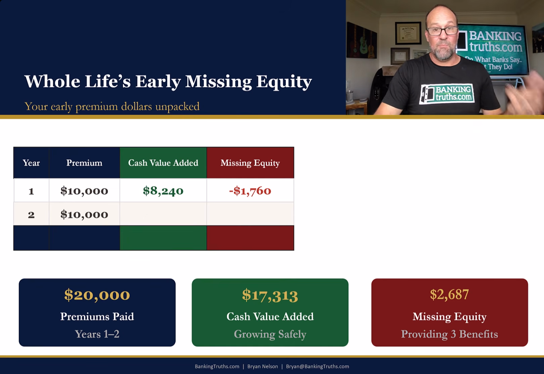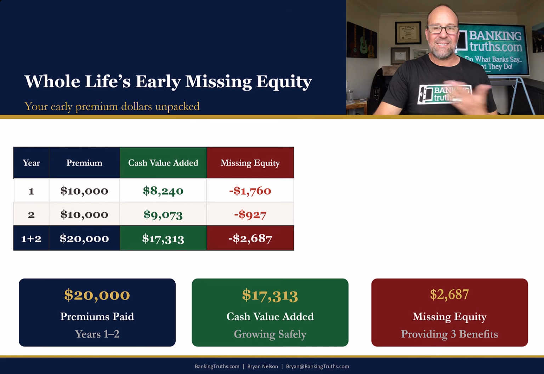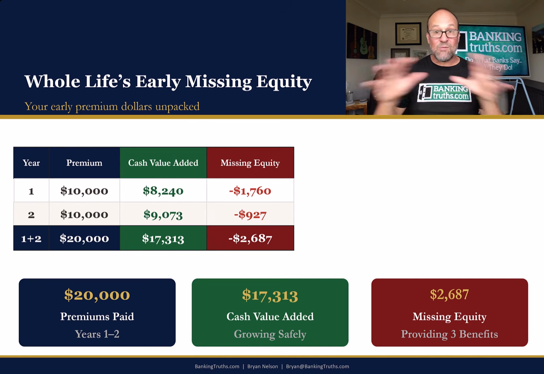Premium 2, you pay 10,000. It's not as bad. 9,000 of that 10,000 showing up, but still 927 is missing from it. So you add those 2 up. That's how we get those 3 numbers from the bottom. That's where people start and end.